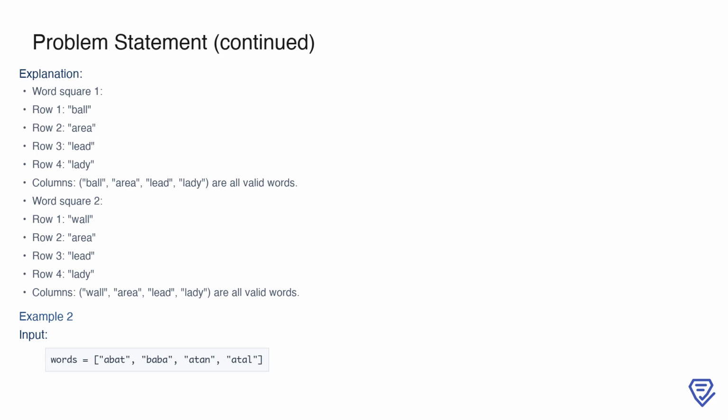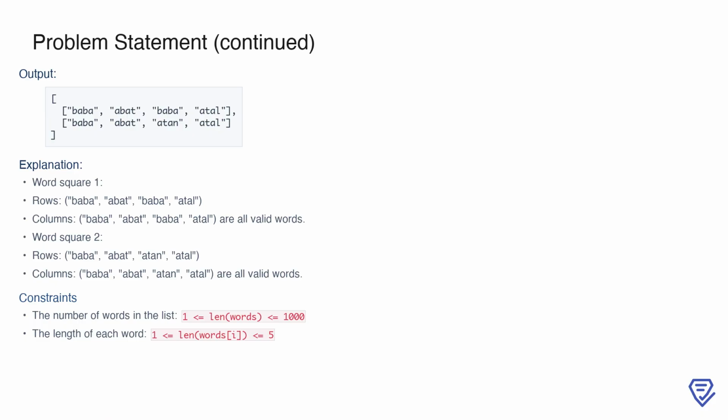Let's consider another example to further illustrate this concept. In the second example, the input list of words is abat, baba, atin, and atal. Here, the output contains two valid word squares. The first square has rows baba, abat, baba, and atal. Reading down the columns, you get baba, abat, baba, and atal, which are all valid words. The second square has rows baba, abat, atin, and atal. Similarly, reading down the columns gives baba, abat, atin, and atal, ensuring that both rows and columns are valid. This reinforces the idea that each row and column must independently form a valid sequence of words.